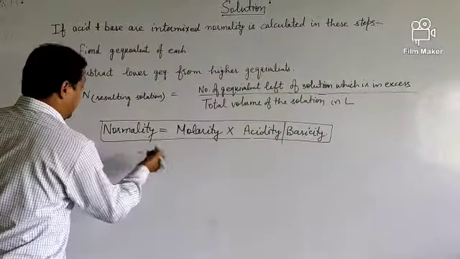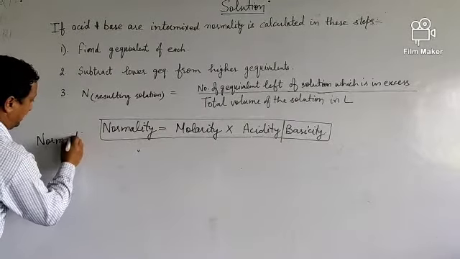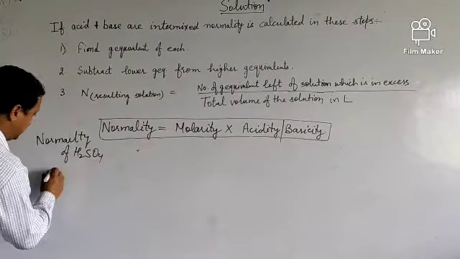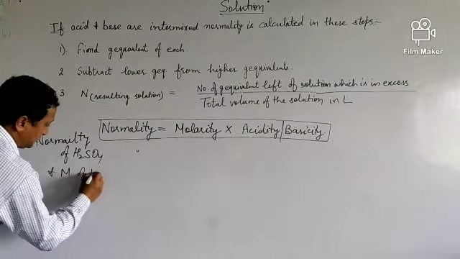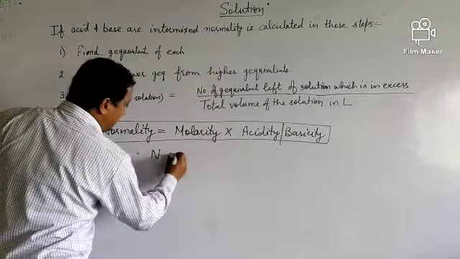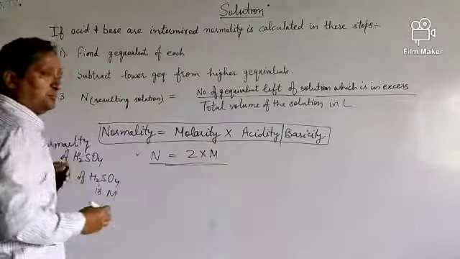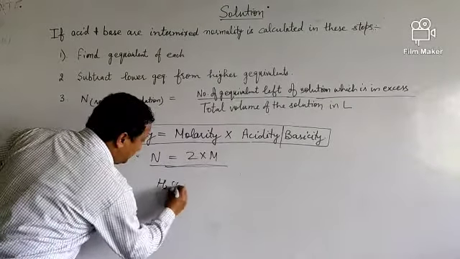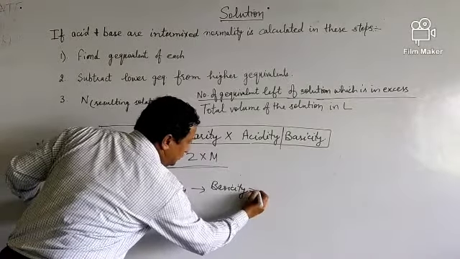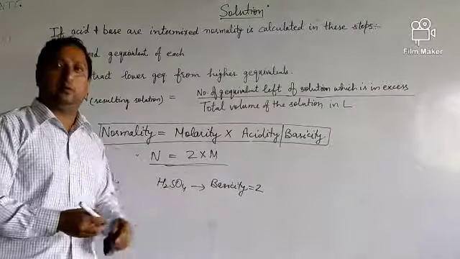So if normality of H2SO4 is to be found out, and suppose molarity of H2SO4 is M, then normality is equal to 2 into M for H2SO4, because in case of H2SO4 its basicity is equal to 2, because number of replaceable H positive ions here is 2. Okay.